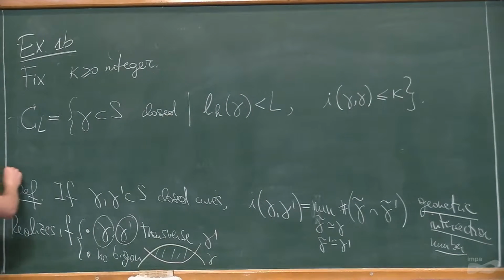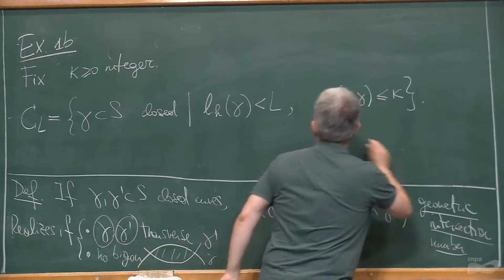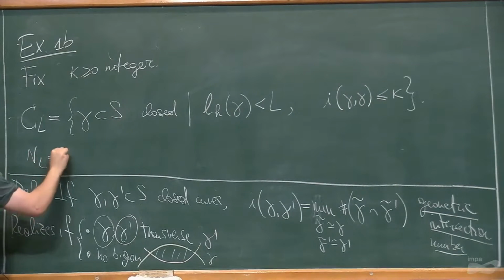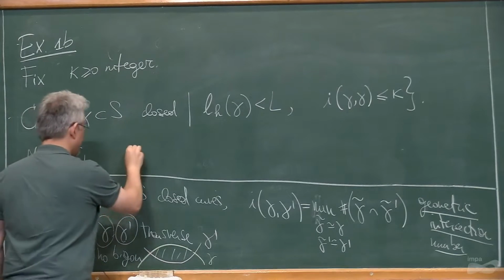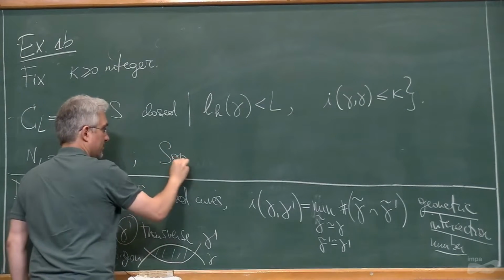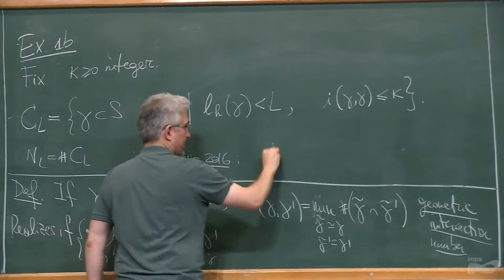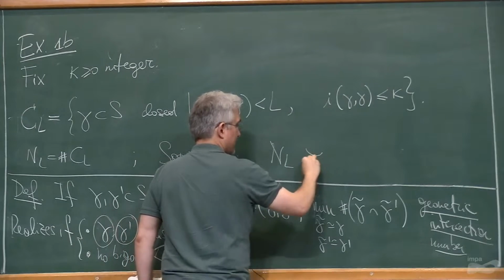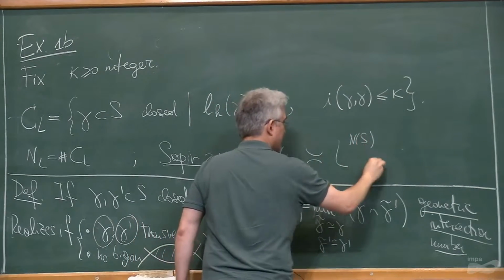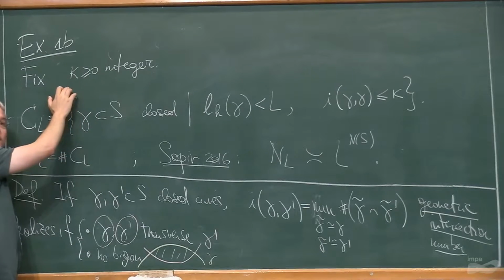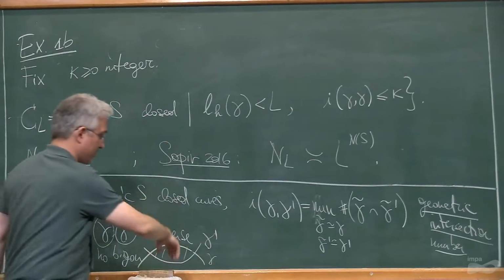Okay, so going back to the problem, suppose one wants to count curves with at most k self-intersections and bounded length, and this is due, I think, to Sapir. Again, this has the same asymptotics as in the simple case, with k fixed, of course. If you let k go to infinity, you get all closed curves.